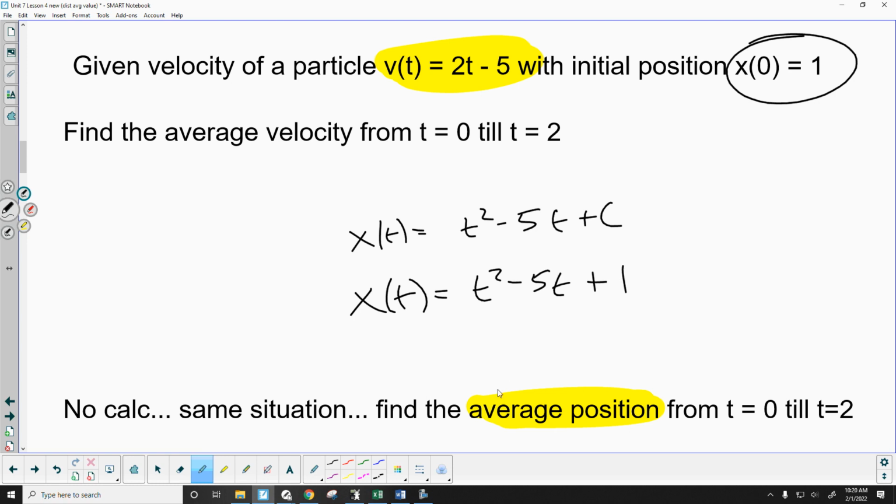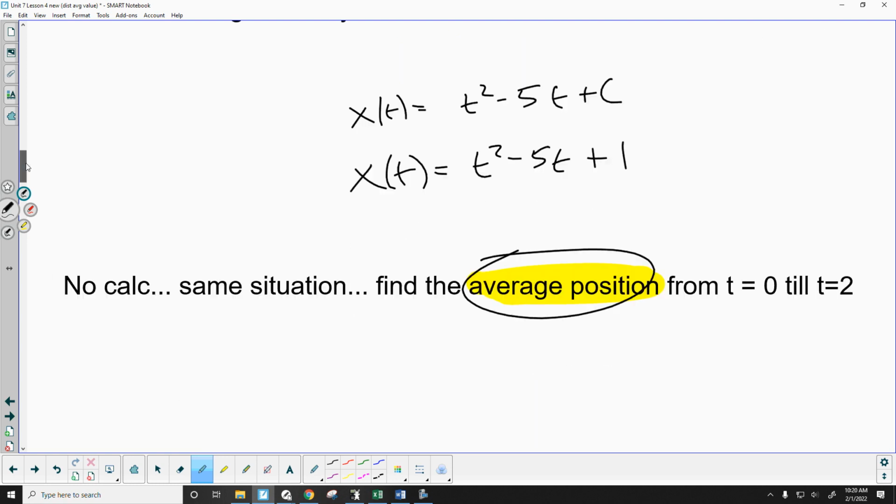But then I ask you to find the average position. And you're like, okay, 1 over b minus a, integral from a to b of t squared minus 5t plus 1. No, you don't find the average position using velocity. You find the average position using position. Now, here's where a lot of students fail. You already took an antiderivative of v. You got x. You just put x into your integral.